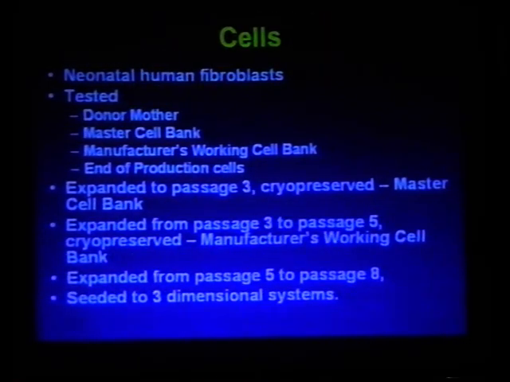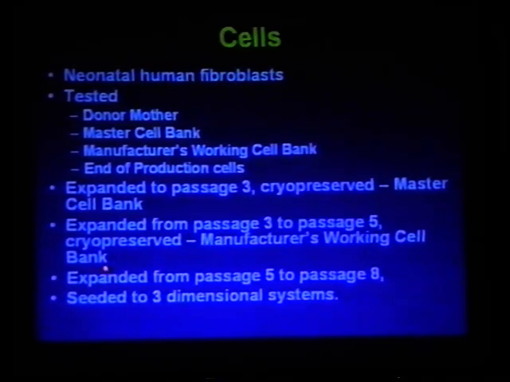So looking at this process, the process uses human neonatal dermal fibroblasts. It is extensively tested, and then this essentially is an outline of the process. So the cells are expanded to passage 3 and cryopreserved at that point. That's treated as a master cell bank, and in fact we have used only one master cell bank for 15 years, which is stored at passage 3. About 2 or 3 times a year, vials are taken from this and they're expanded from passage 3 to passage 5 and cryopreserved again. And this is known as the manufacturer's working cell bank.